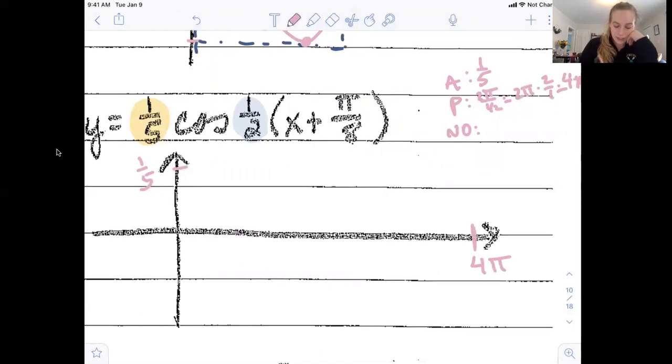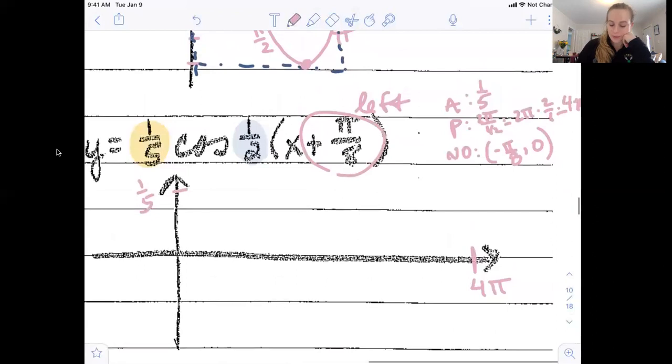And then my new origin is affected by this. So it's pi over 8, and it's a plus, which means I'm gonna go left pi over 8 units. So I'm gonna start at -pi over 8, 0. The reason this problem looks so tricky is because of all the fractions, but once I label my amplitude as 1/5 wherever I want, and once I realize that my period is 4 pi, not a decimal, that's helpful. The hardest thing I think right here is this -pi over 8.